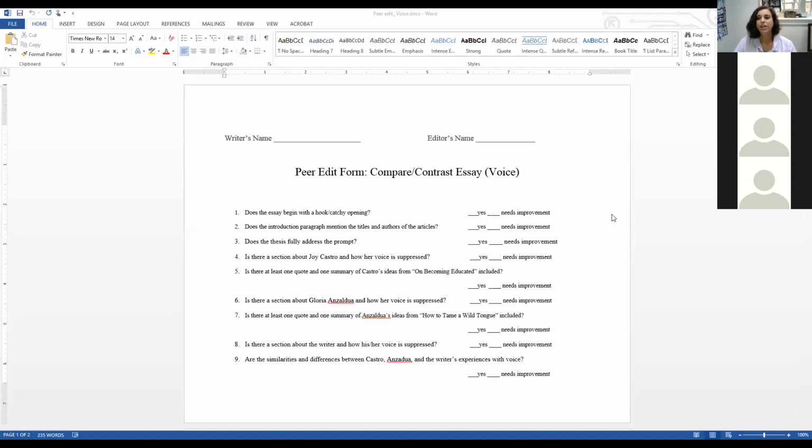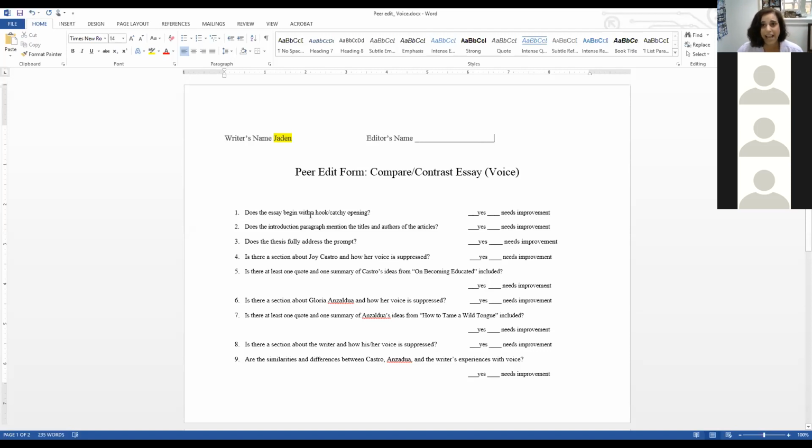Let me reshare my screen. Okay, so you're going to download this form that says Peer Edit Compare Contrast Essay. The writer's name in all your cases, you'll at least have Jaden's to do. And some of you, other than Danielle, have Danielle's. And you are the writer. So, you know, you're either going to write Carla or Elizabeth or whatever your name is. Okay, so type in your name there.